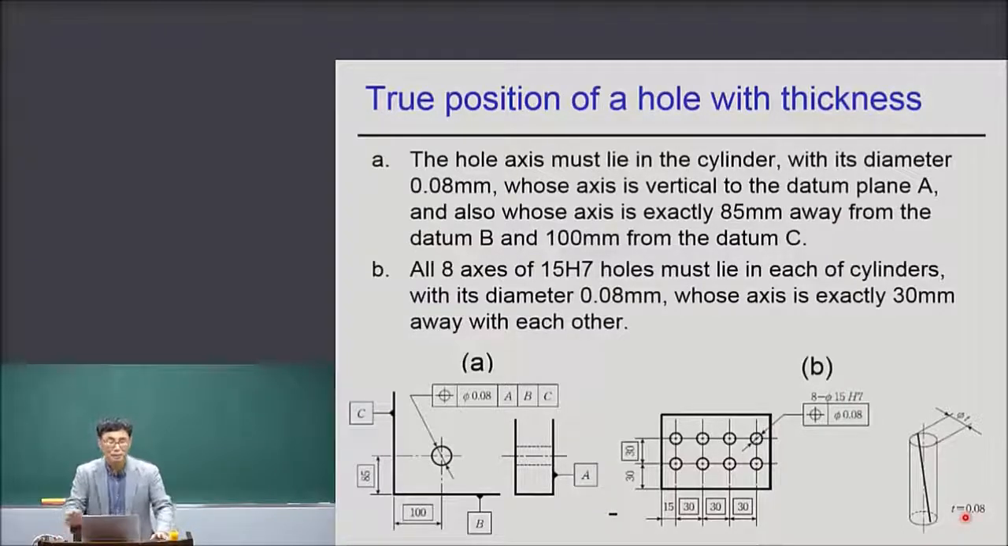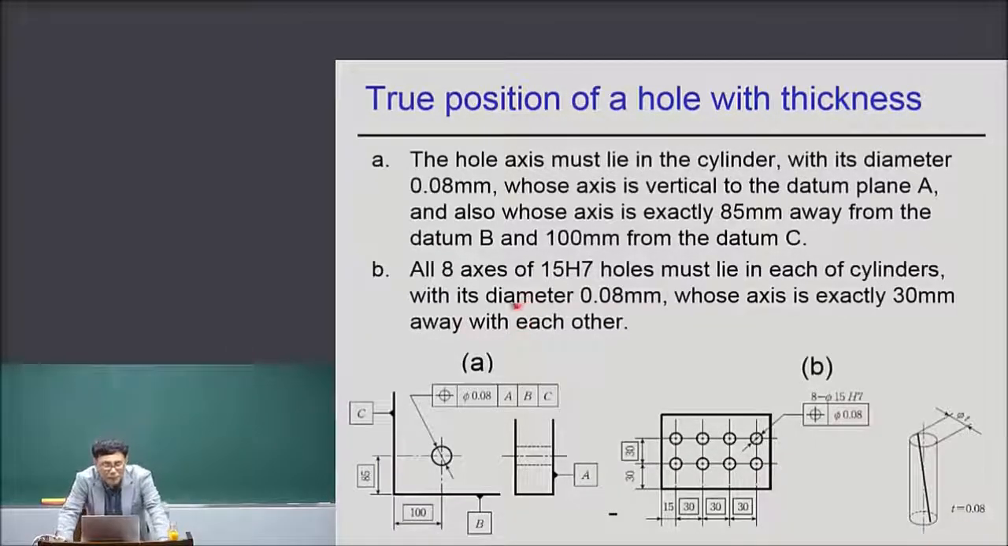Okay, right? And of course, to measure the true position of the hole is very difficult in this case. You have to measure the perpendicularity of the hole and also the true position of the hole axis. So, of course, the measurement is difficult, but the definition of true position is very, very clear.